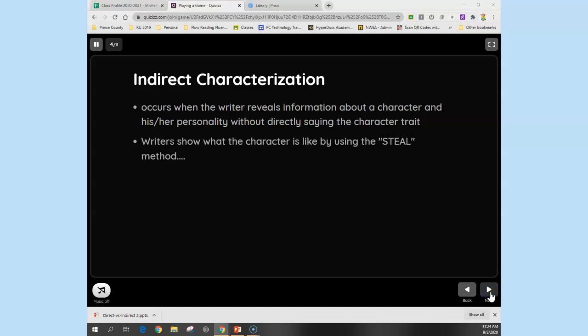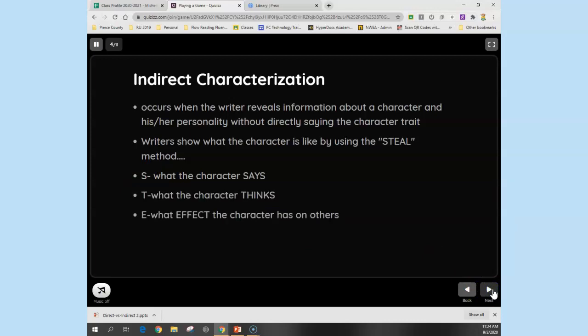Writers show what the character is like by using the STEAL method. We can look at what the character says, what the character thinks, what the effect is the character has on others, how the character acts, and what the character looks like. So if you can remember STEAL, you look at what the character says, thinks, the effect they have on others, how they act, or how they look, and the author does not give you the adjectives to describe the character, that would be a form of indirect characterization.